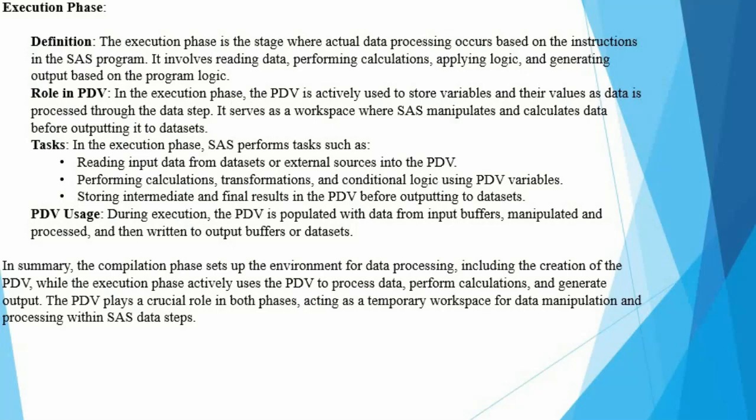So what is the task for the execution phase? It reads the input data from the data set or external source into the PDV, then performs calculations and transformations and applies some logic using PDV variables, storing intermediate and final results in the PDV before output to the data set. So during execution, the PDV is populated with the data from the input buffer, manipulated and processed, then written to the output buffer or data set.